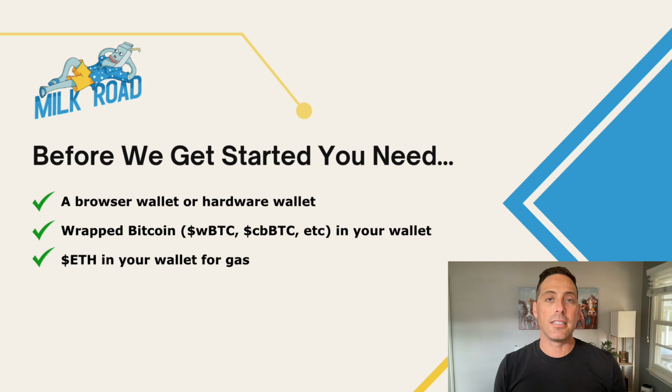Next, you're going to need some sort of wrapped Bitcoin. That may be WBTC or Coinbase BTC, also abbreviated as CBBTC. And you're going to need that in your wallet in order to take out the loan. And lastly, you're going to need a little bit of ETH in your wallet in order to pay for gas to do the transaction. Once you have those three things in place, you have everything you need to take out a Bitcoin-backed loan. So let's just go ahead and jump right into Aave, and I'm going to show you how to do it step by step.